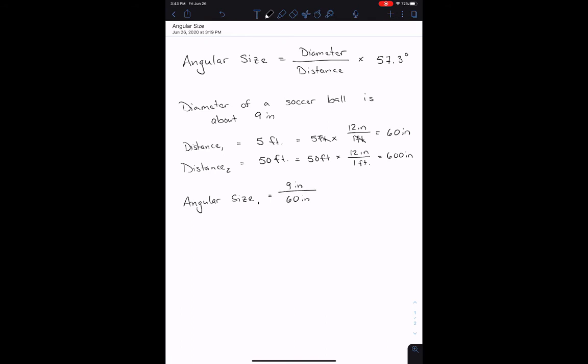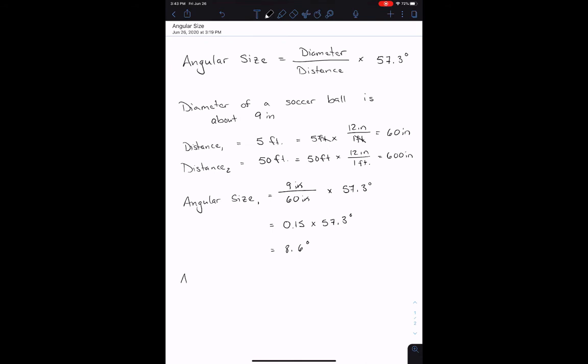So our diameter of our soccer ball is 9 inches, divided by the distance away, which is 60 inches, times 57.3 degrees. The inches cancel, so we have 9 divided by 60, which is 0.15, times 57.3 degrees, which gives us a final angular size of 8.6 degrees.